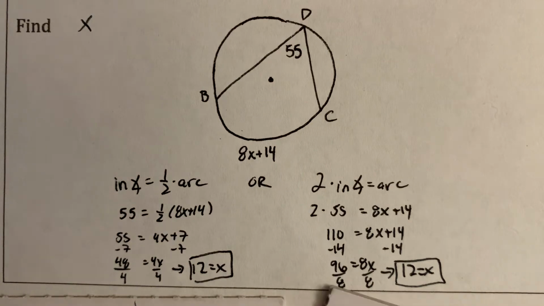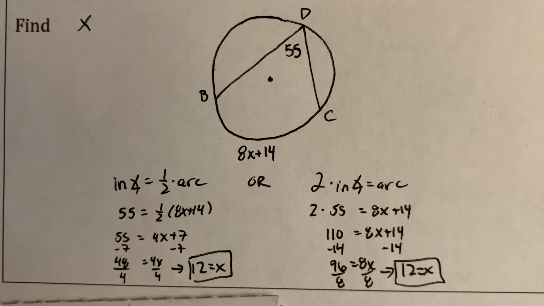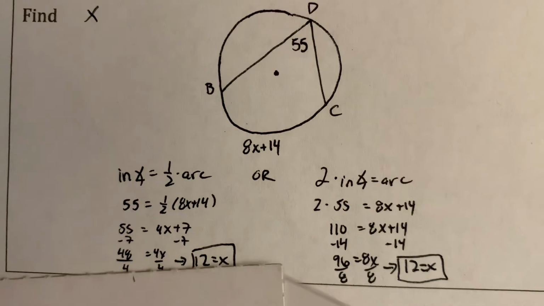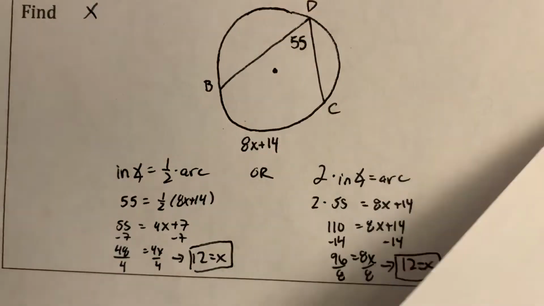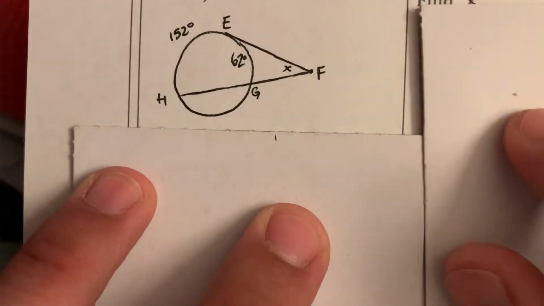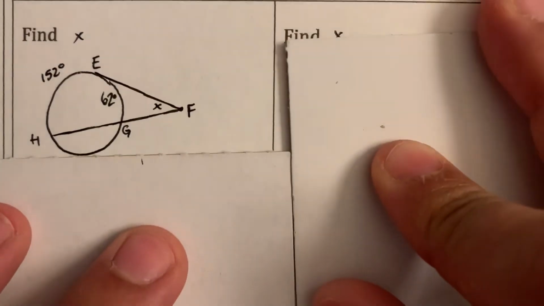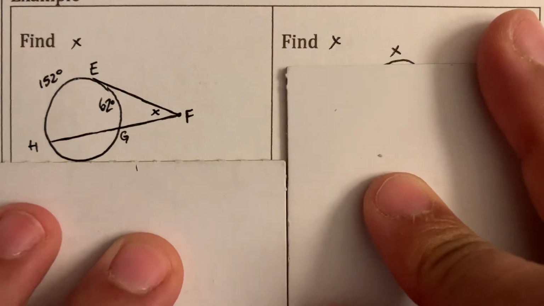So that's our first theorem that we're going to use, but we're also going to use a second theorem, the one about the external angle. And that one is just like this one, where we just set it up, make sure we know what part represents what. Okay, so let's go ahead and find x.